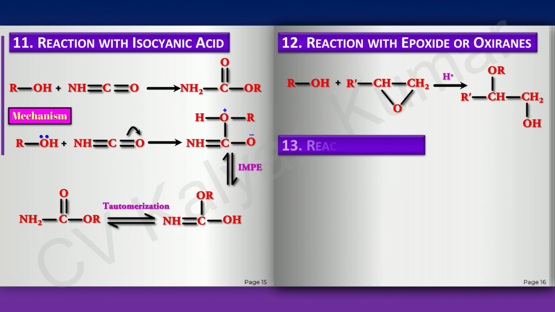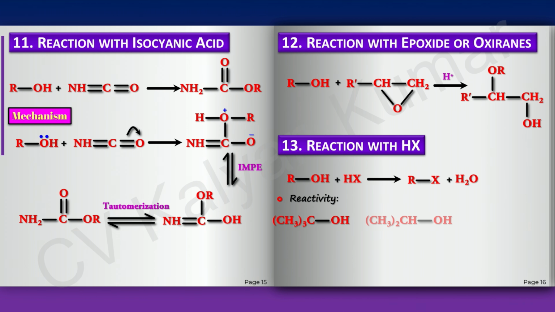The next one is reaction with HX. Now you have the alcohol. You have HX. And it will simply give you RX and water. Remember, we did Lucas test. We did it in alkyl halides. And we know that this goes via SN1. Because the tertiary will go by SN1, it will be faster. Primary goes by SN2, which is why we did Lucas test. So the reactivity of alcohols would be in this order: more stable the carbocation. And as far as the HX is concerned, HI, HBr, HCl, HF. And this is where we had done the Lucas test.